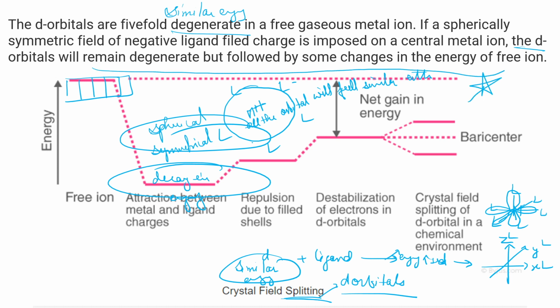Further, when more ligands come closer to the metal, the negative charge present on the ligand will repel the electrons present in the orbital. Due to that repulsion, energy will increase, and depending upon the direction from which ligands are coming, there will be splitting of the d orbitals.